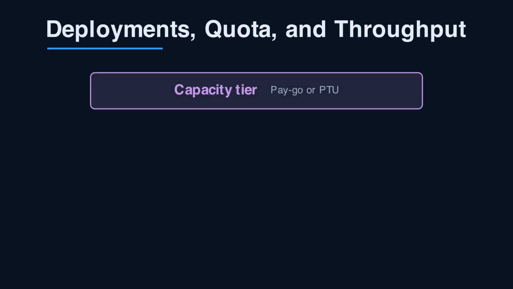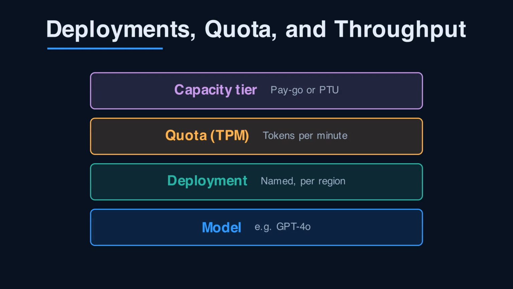Now the operational reality. On Azure, you don't call a model directly. You create a named deployment of a model in a specific region, and your quota is measured in tokens per minute assigned to that deployment. The OpenAI API, by contrast, gives you account-level rate limits across organizations. This matters for capacity planning. For predictable enterprise load, Azure offers provisioned throughput units, PTUs, that reserve dedicated capacity instead of sharing the pay-as-you-go pool. Quota numbers and PTU pricing change frequently, so check the current Azure docs before you size anything.